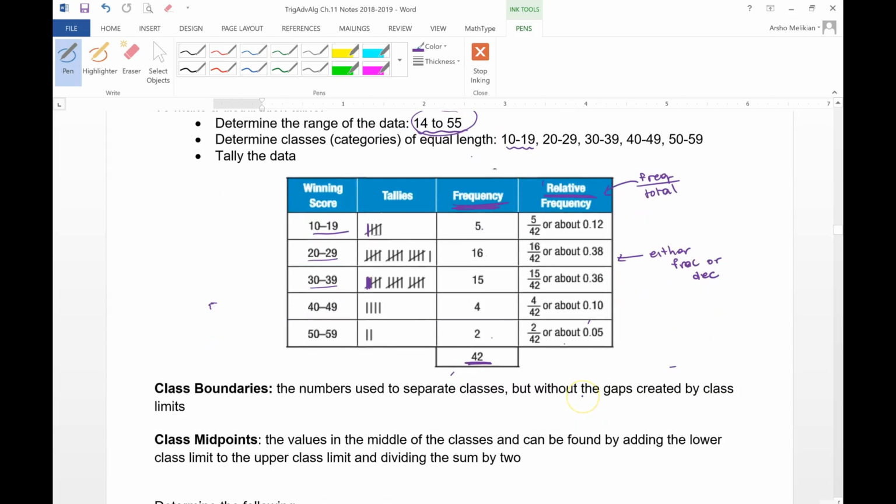It's important that when you figure out these class boundaries, the classes are 10 to 19, 20 to 29, 30 to 39. It's important that there are no gaps in between. So if you stopped at 19, you continue at 20. You don't go from 10 to 19 and then 23 to 27. There shouldn't be any gaps in between.